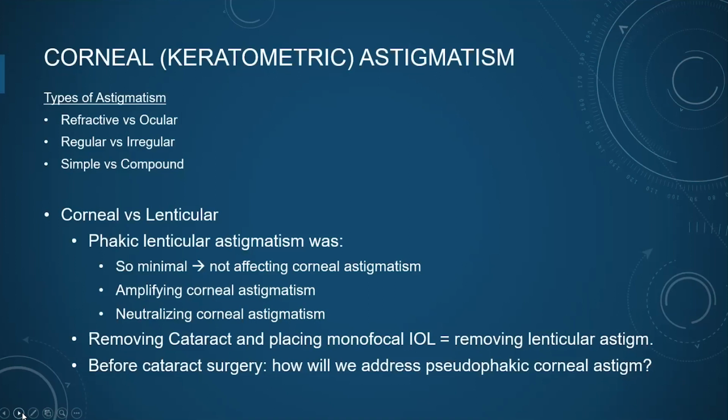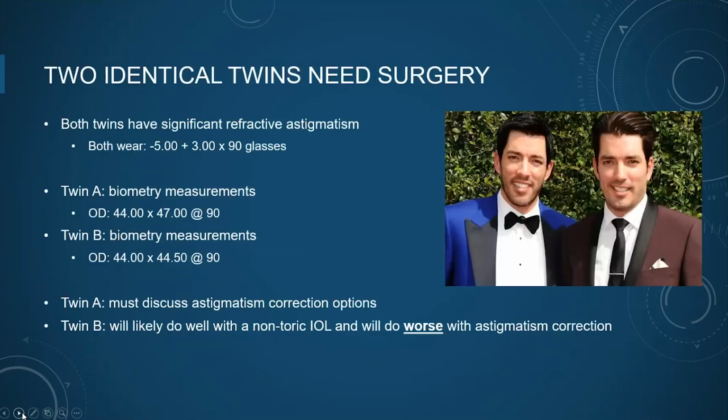So when we remove the cataract and we place a monofocal IOL, we're basically removing the lenticular astigmatism. So the question, especially in modern cataract surgical practice, that we have to ask ourselves is, how are we going to address the pseudophakic corneal astigmatism? In other words, the amount of astigmatism that will remain after cataract surgery if we simply placed a monofocal IOL.